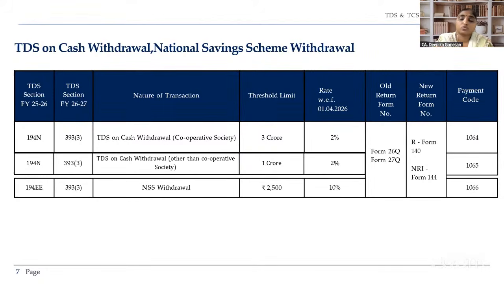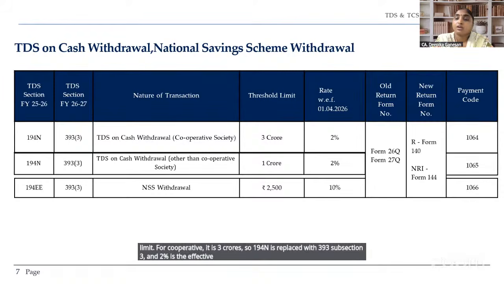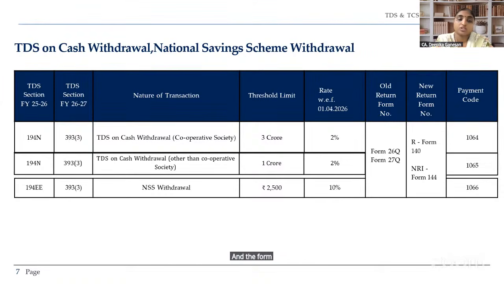The payment code differs for all three categories. First, for cooperative society, it is 1064. In the second case, other than cooperative society, the limit is also different. It is only 1 crore is the limit. For cooperative, it is 3 crores. So 194N is replaced with 393 subsection 3, and 2% is the effective rate. And the form is the same for all the three transactions: 140 for resident and 140 for non-resident. The payment code is 1065.